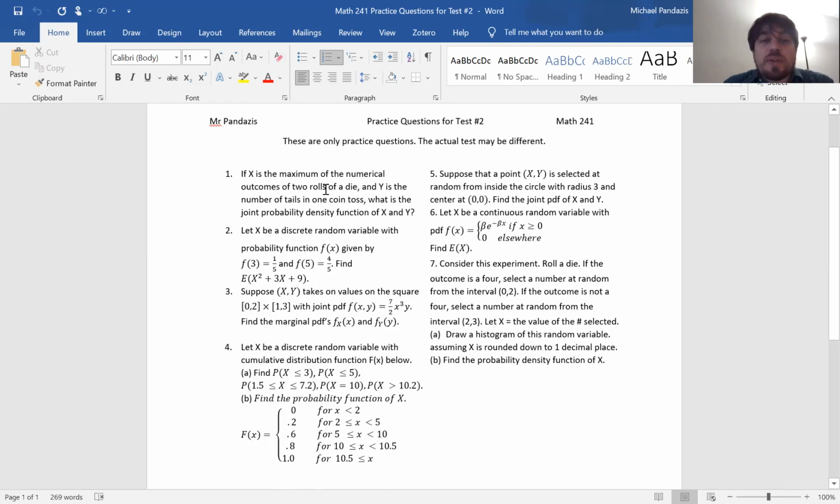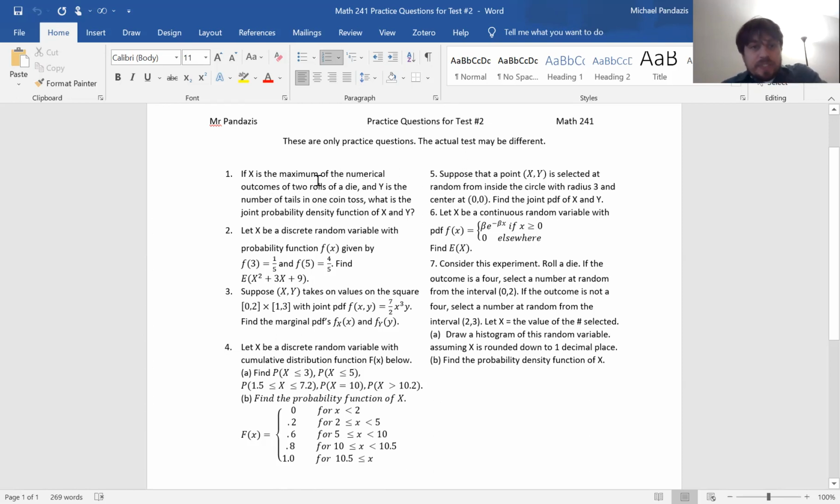X is the maximum of the numerical outcomes of 2 rolls of a die. So the maximum can be from 1 through 6, right? If they're both 1s, the maximum is a 1. If either of them is a 6, the maximum is a 6, and all numbers in between. So the max can go from 1 to 6, and Y is 0 or 1. What is the joint probability density function of X and Y?